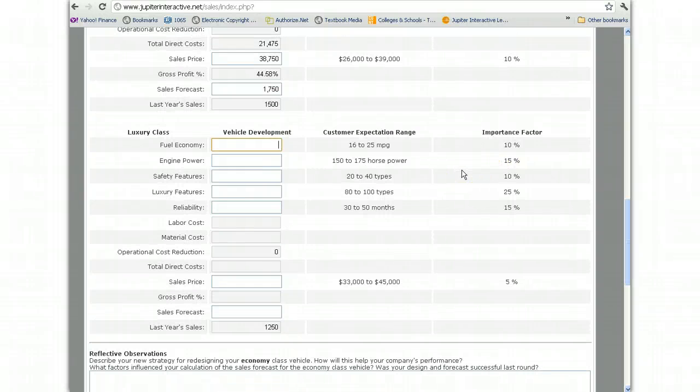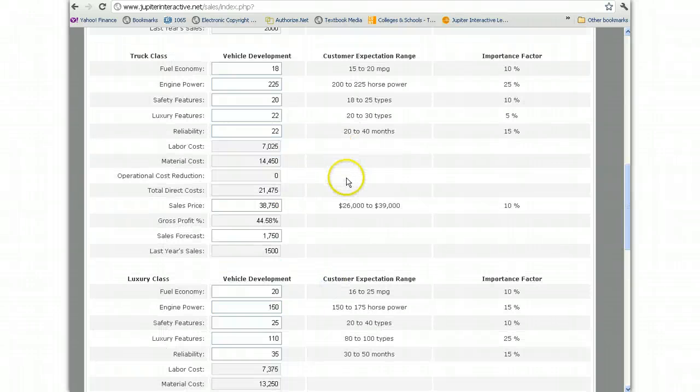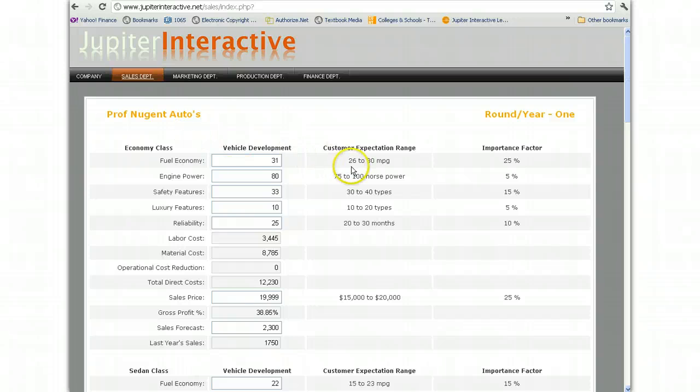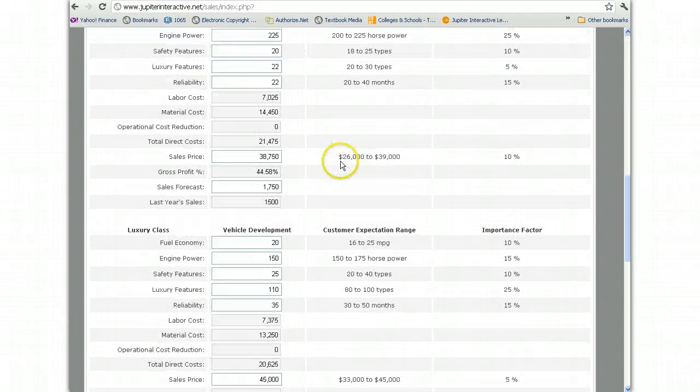And just now for luxury, it looks like luxury features are important, which makes sense for a luxury car. And I'll put in my month's reliability, I'll price the car, and then I'll put my estimate, my sales forecast. Okay, so this is how you basically set up the sales department. You define your vehicles for that year.